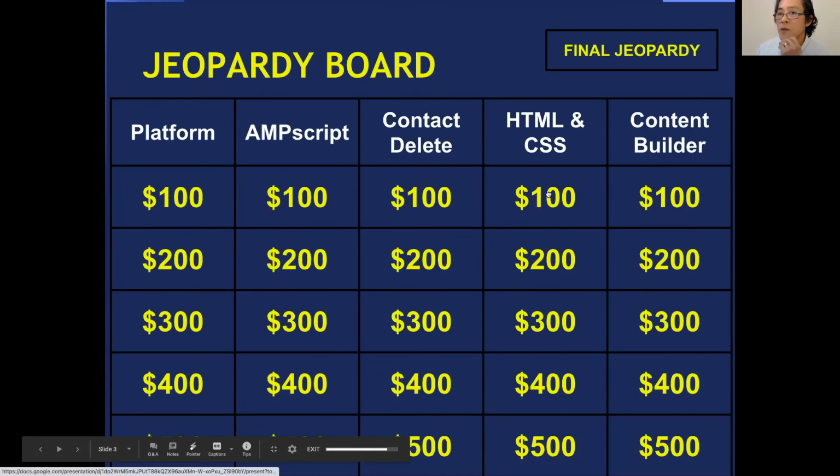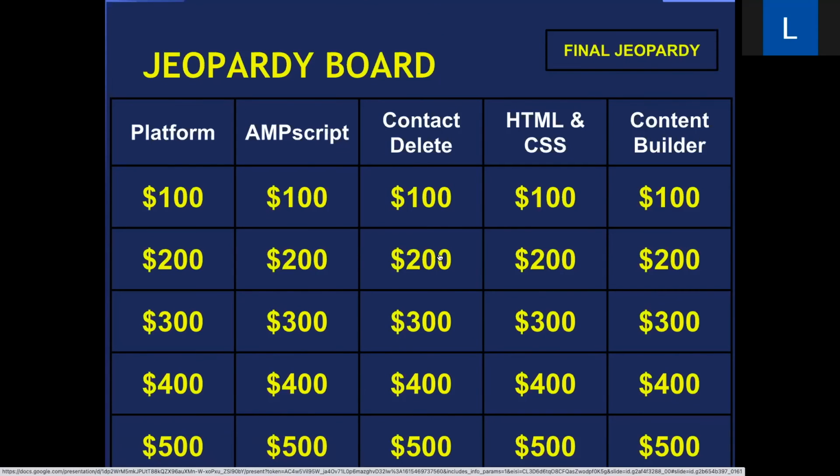Oh, Polo again. Which one? Contact delete 500? It was contact delete 300, wasn't it? No, 2, 3, 4, and 5 are open. Yeah, 200. Okay, Polo.